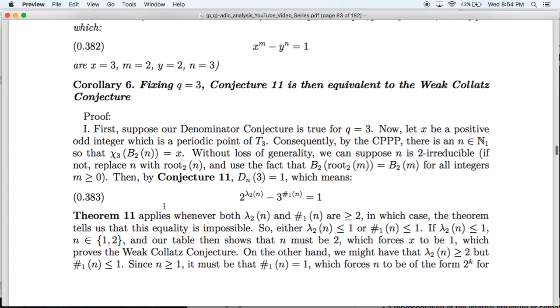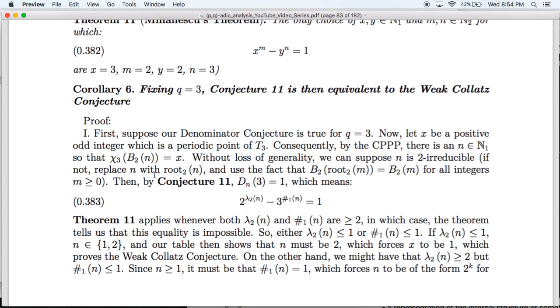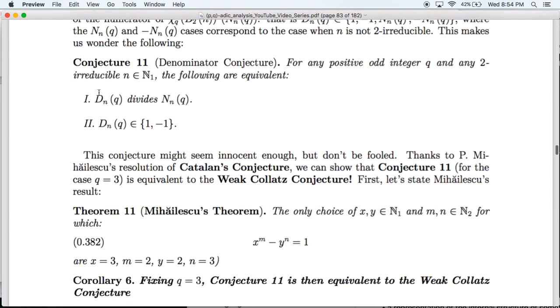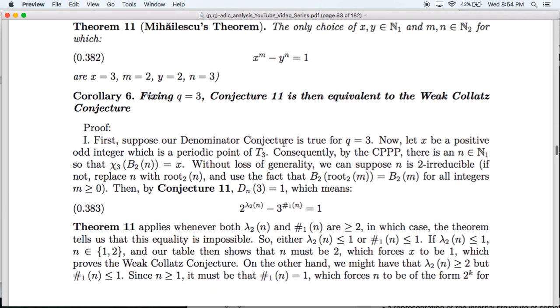So first, let's suppose this denominator conjecture, as I'll call it, is true for q equals 3. Now, what that means is for any n such that dn of 3 divides nn of 3, it must be that dn of 3 is either 1 or negative 1, and n has to be 2-irreducible. So suppose we have x be a positive odd integer, which is a periodic point. Then by the correspondence principle for periodic points, there's going to be some positive integer n such that chi 3 of b2 of n is x. Without loss of generality, we can suppose n is 2-irreducible.